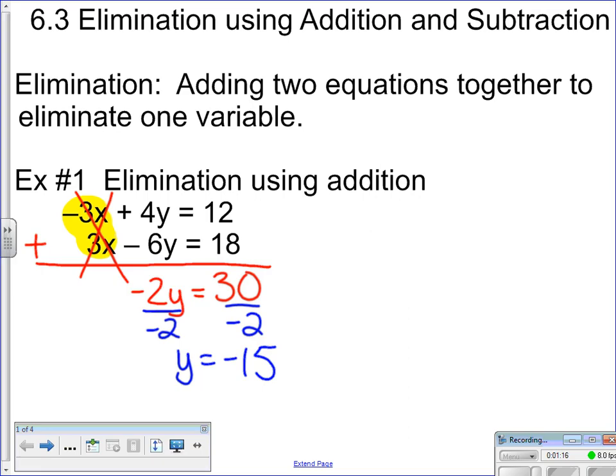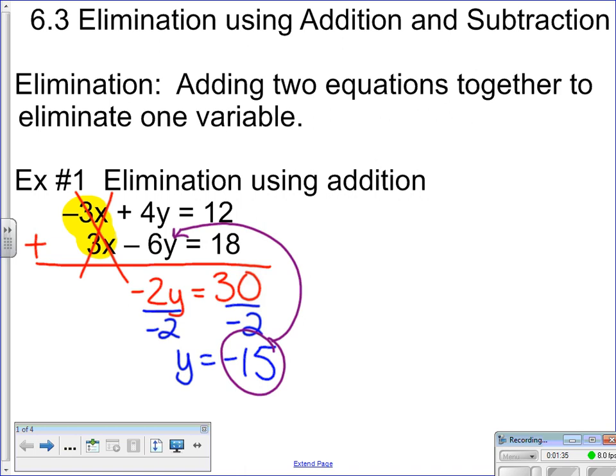But you can't stop there. You have to get both variables. So take your negative 15 and plug it back into one of the equations. It doesn't matter which one you plug into. You can plug into the bottom y or the top y. It's whichever one you think is easier to do.